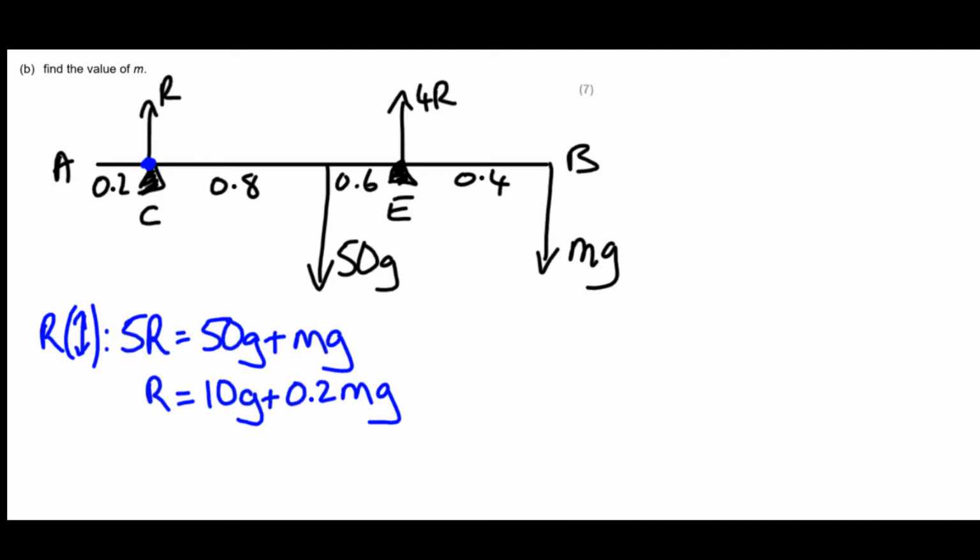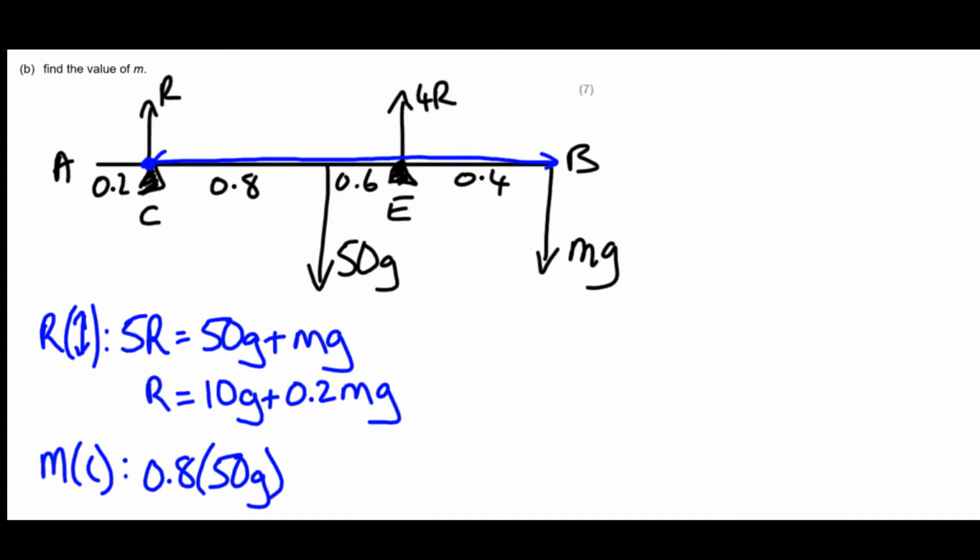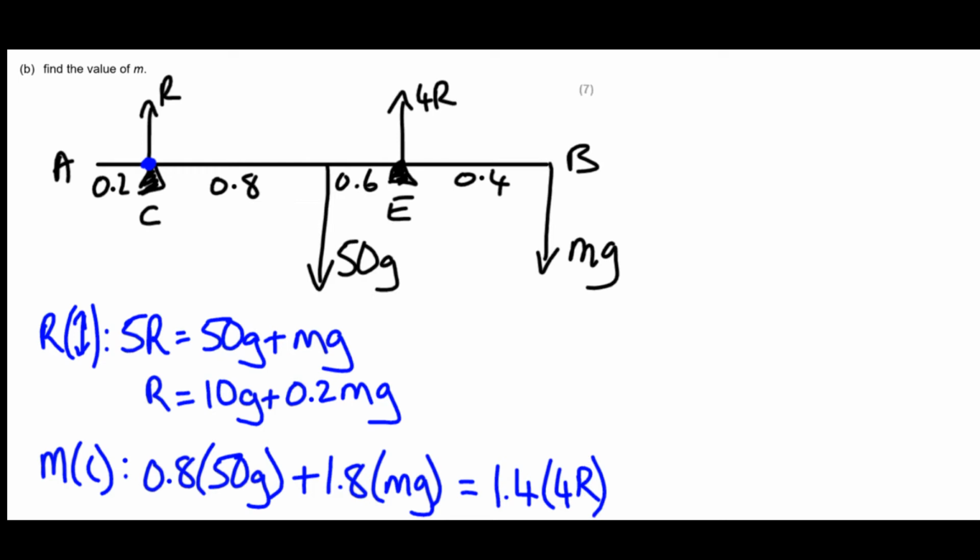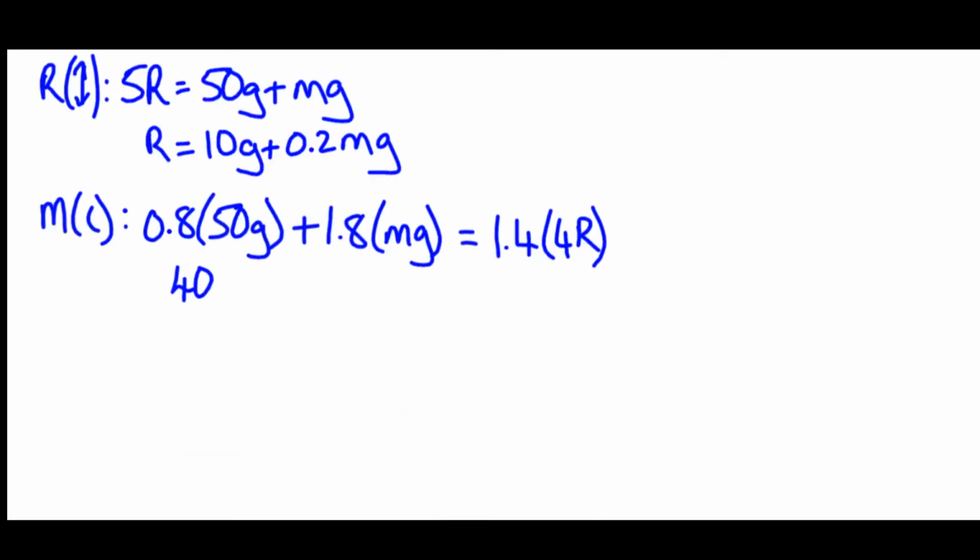All right, from here, let's go ahead and take moments, and we'll take moments from C. I'm clearly indicating exactly what I'm doing in my calculation. It's easy to follow. From C, we'll measure out to the middle is going to be 0.8 multiplied by 50G. I knew the middle because this was a uniform rod. The other clockwise moment comes from the mg weight, and then the anti-clockwise moment comes from the 4R. All right, we've got this expression. It's really just careful expanding of brackets and rearranging from here.